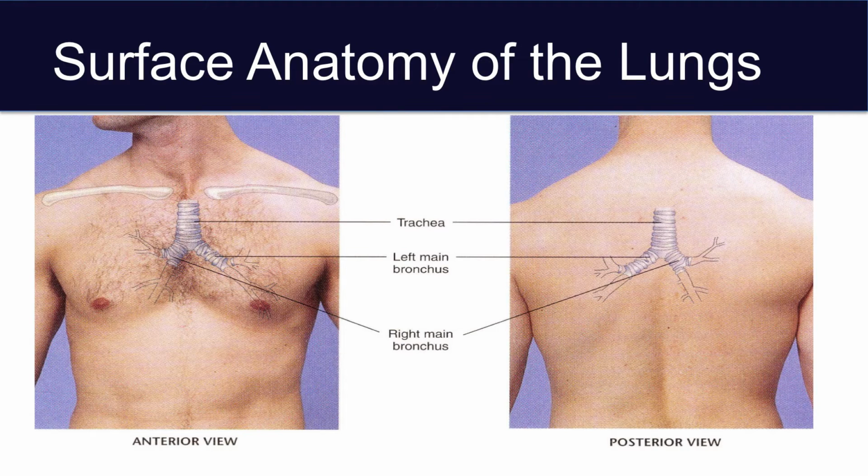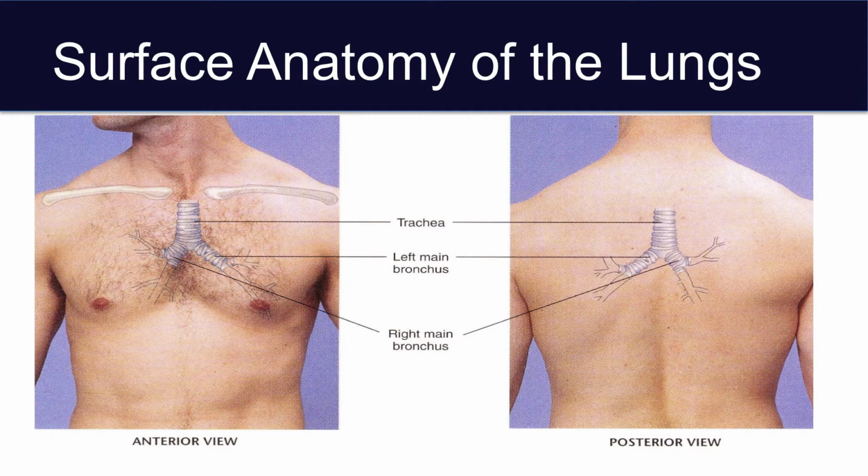First, let's start with some surface anatomy, which will help us when we start examining the chest. Here is a projection of the trachea and main stem, right and left bronchi. The trachea branches at the carina, which is located at or just below the sternal angle, which is the joint between the manubrium and the sternum.